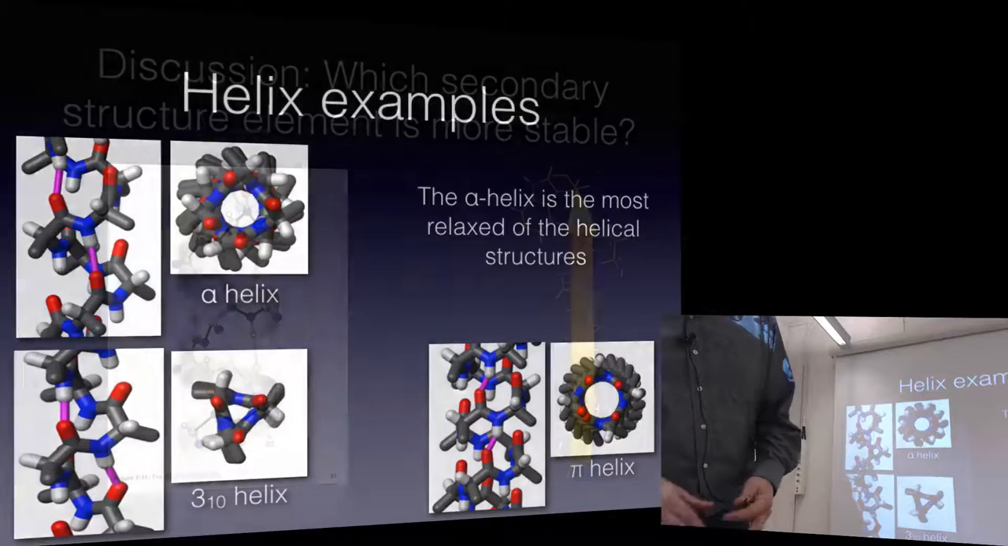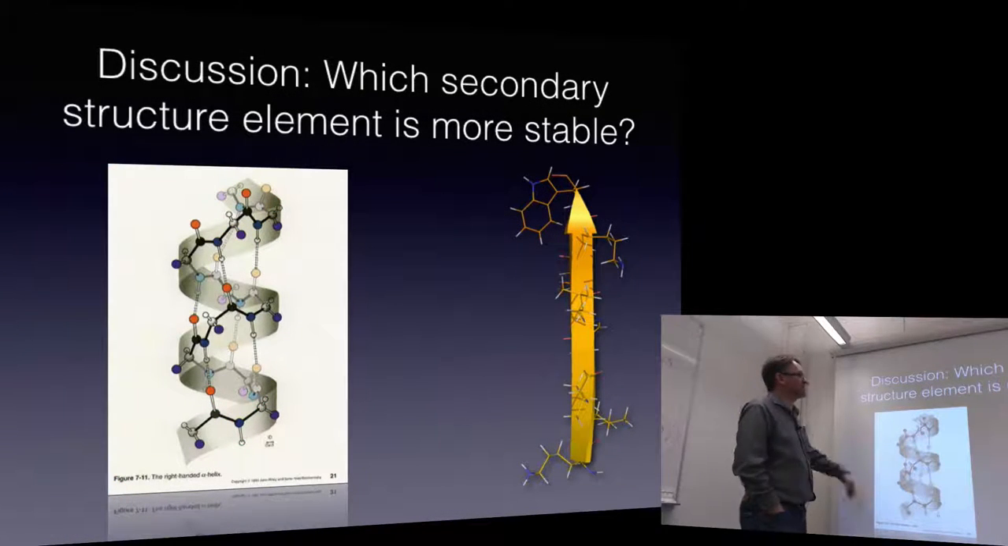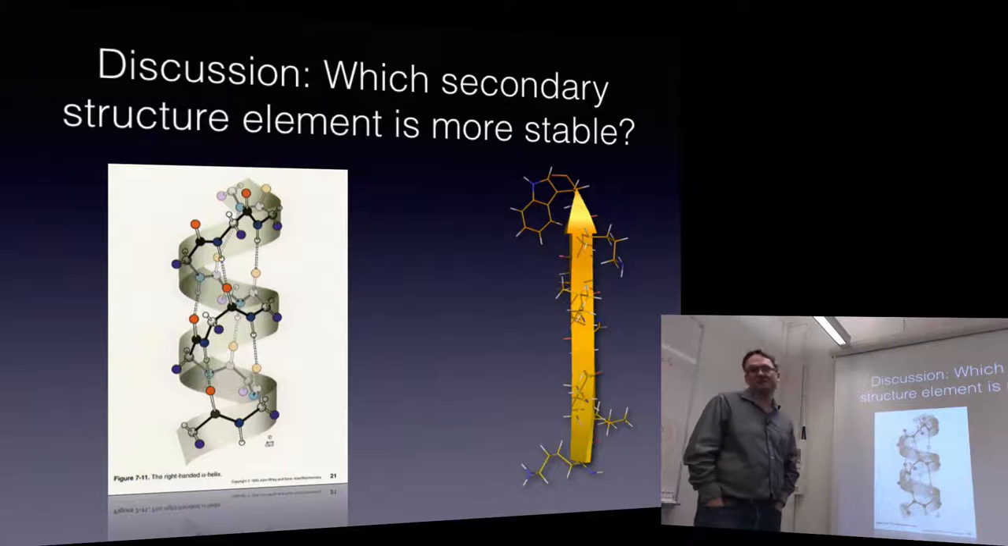But there is another type of secondary structure element. You don't need to put the residues in a helix, you can just take them and put them straight. Which one of these would be more stable? What's the difference between them?